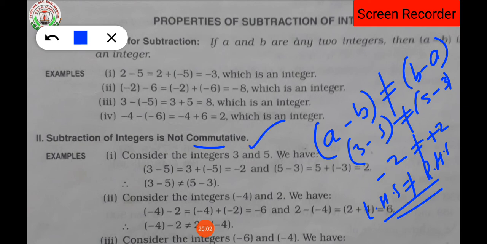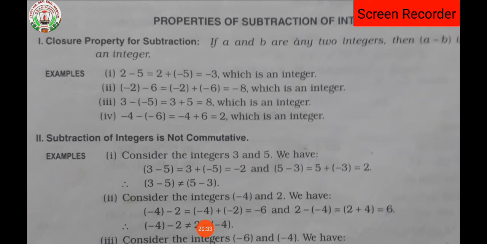And I have told you many times that for subtraction of integers, the commutative and associative properties do not exist. Except the closure property, the rest of the properties do not exist under subtraction of integers. Why does it not exist? The reason is that when we solve the LHS and RHS parts, they will never be equal. When they are never equal, that means the property does not exist. Have you understood up to here?